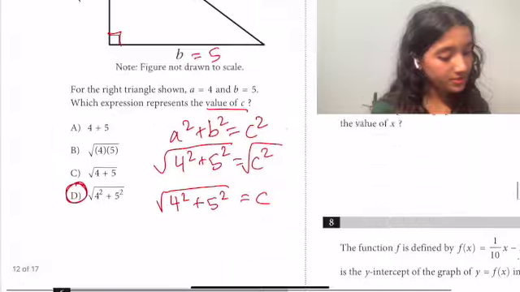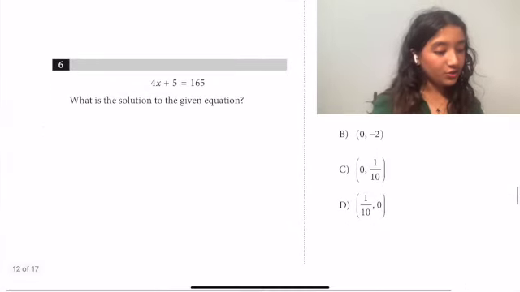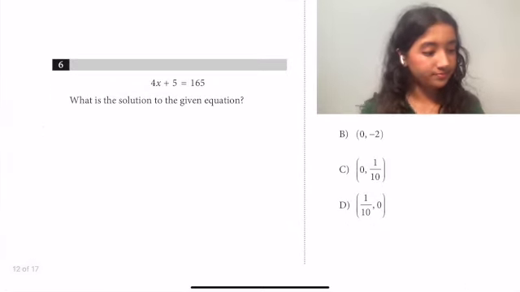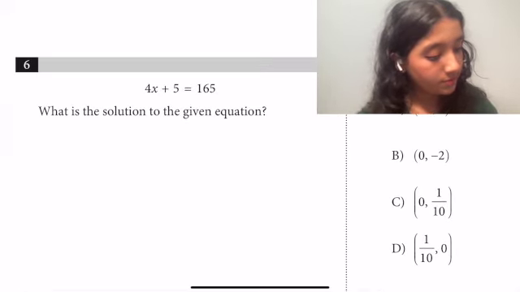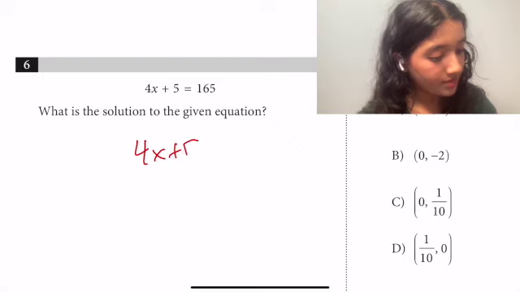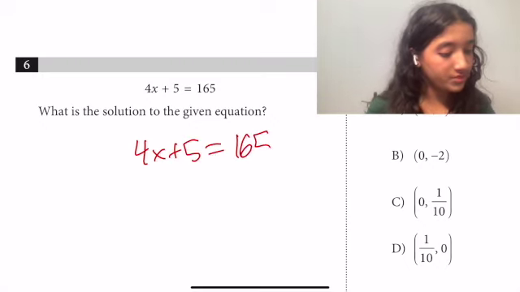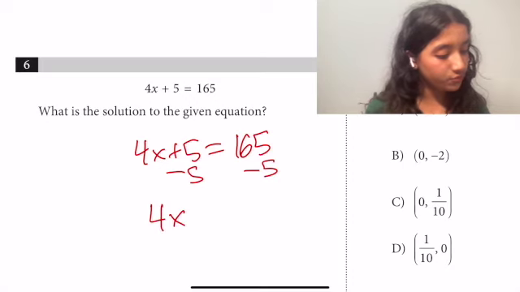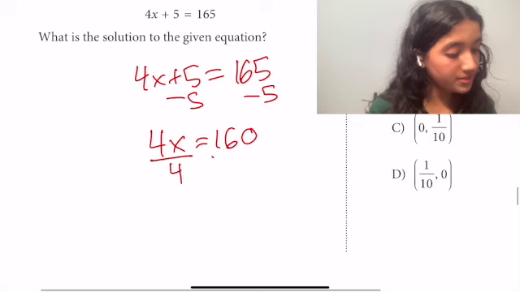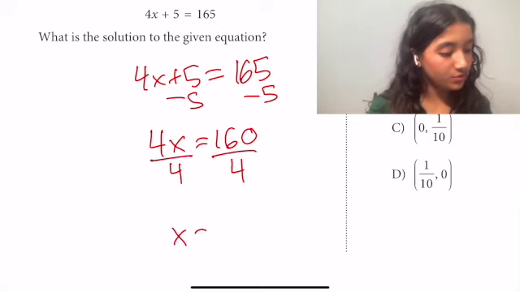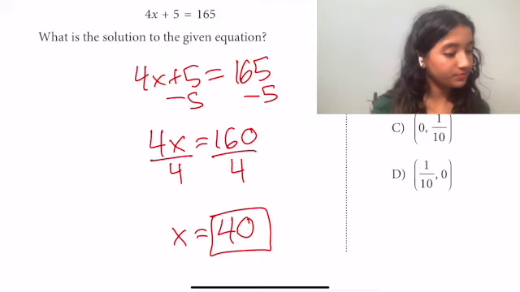Moving on to question 6. What is the solution to the given equation? 4x plus 5 equals 165. So if we rewrite the equation here, we can subtract 5 from both sides, and that gets us 4x is equal to 160. And then if we divide by 4 on both sides, we get that x is equal to 40. So that's the solution to the given equation.